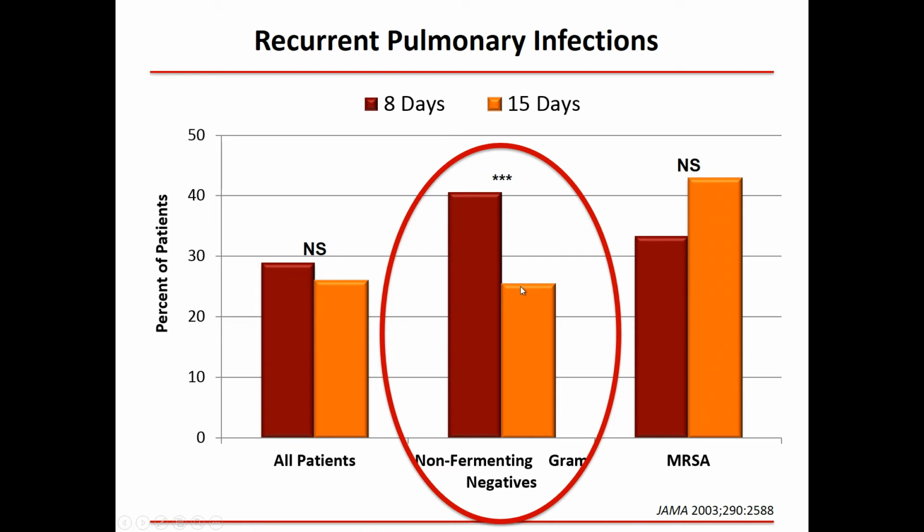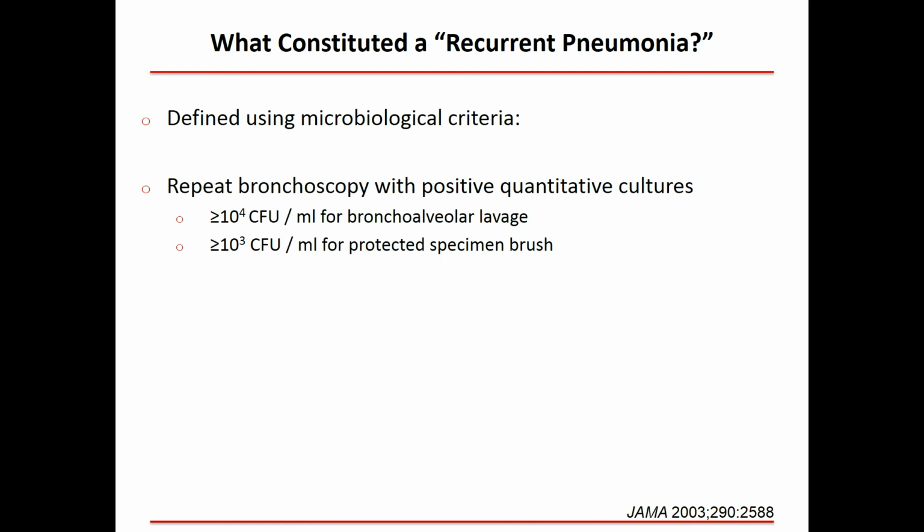And I think that observation led to a routine practice to give 14 or 15 days of therapy for patients with Pseudomonas infections in particular. But I would venture to say that if we look more closely at the details of the study, maybe that potential signal of concern was exaggerated. The reason is as follows: if you look below the hood of this really fantastic study, their definition for recurrent pneumonia was microbiological, meaning that so long as the patient had a repeat bronchoscopy with a positive quantitative BAL culture, that was defined as a recurrent pneumonia.